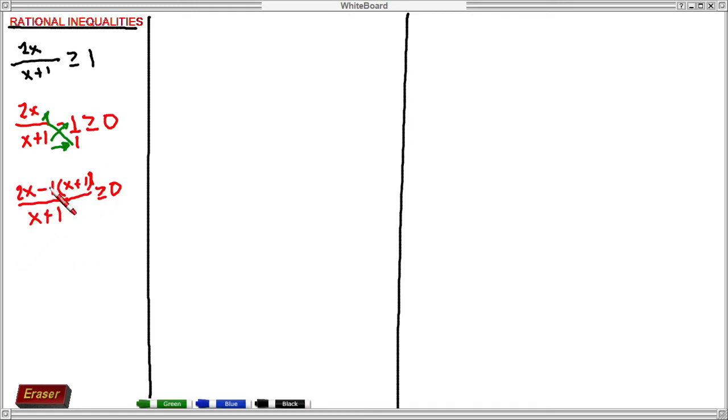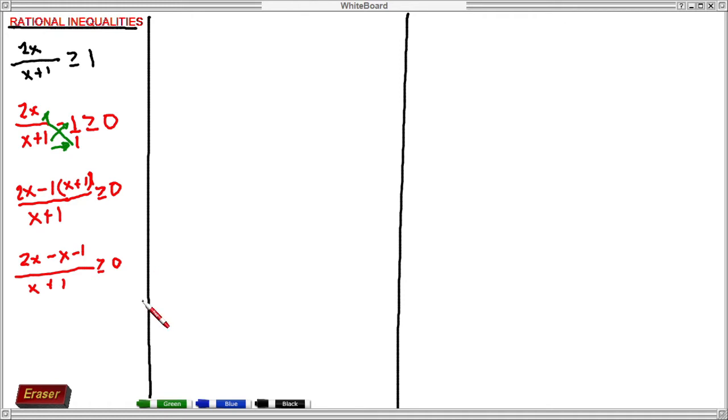Okay. So now, let us perform the operation here. Negative, i-treat na lang natin as negative 1 dito, no? Negative 1 times x and negative 1 times positive 1. Okay, so we have 2x. Negative 1 times x is negative x. And negative 1 times positive 1 is negative 2. All over by x plus 1. Greater than or equal to 0.